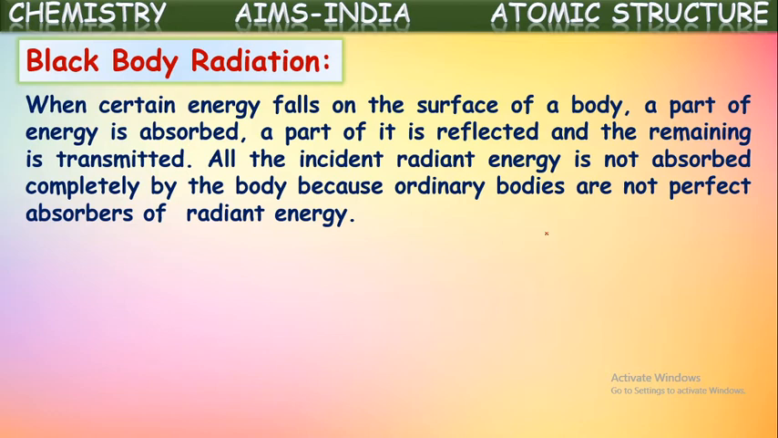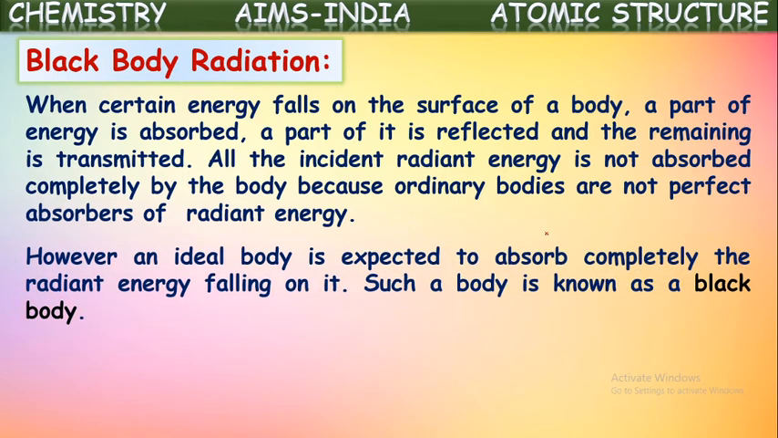A certain amount of energy is absorbed by that body, some amount of energy is reflected, and some amount will be transmitted. So this happens generally, but all the energy incident on the body will not be absorbed by that body because ordinary bodies are not completely perfect absorbers of radiant energy. However, an ideal body is expected to absorb completely the radiant energy falling on it. Such a body is known as a black body.